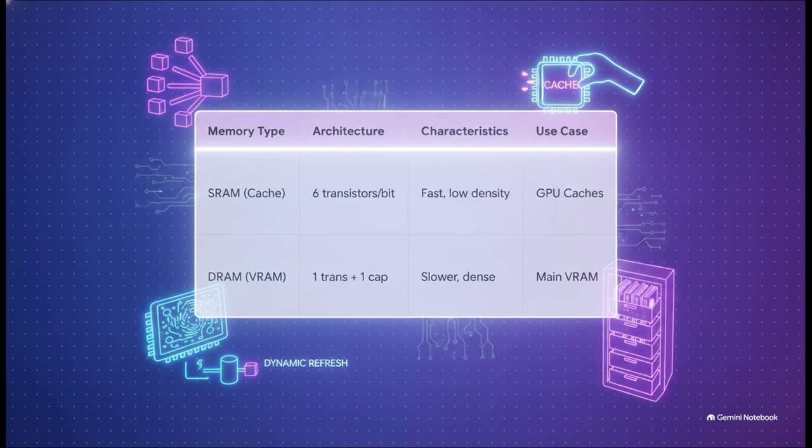Conversely, DRAM, which is used for the GPU's main VRAM, uses just 1 transistor and 1 capacitor per bit. It's incredibly dense and cheap, acting kind of like a massive filing cabinet. However, the capacitor constantly leaks electrical charge, so it actually has to be dynamically refreshed over and over, which is exactly why it's called dynamic RAM.